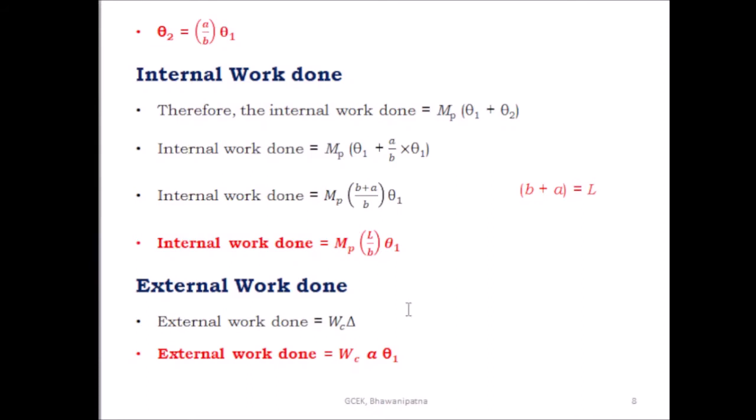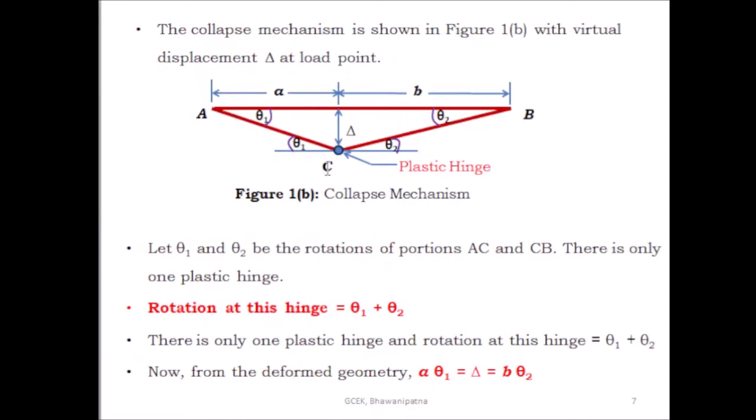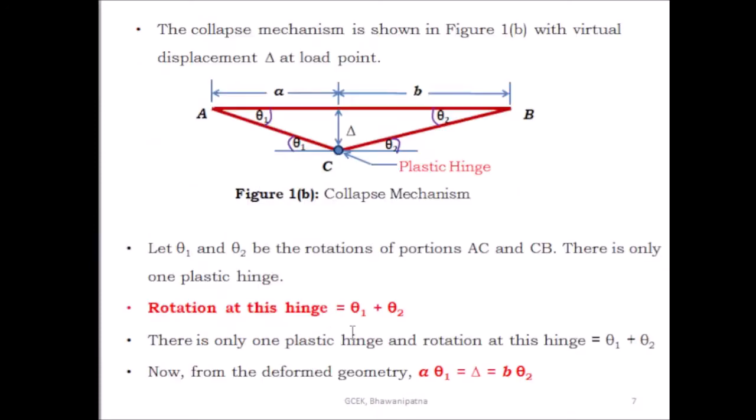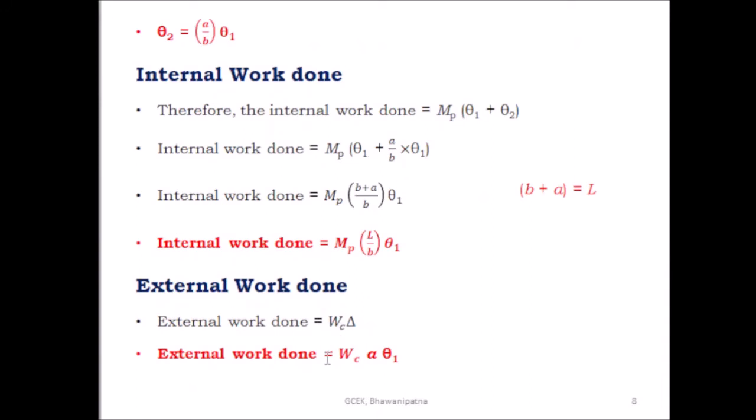We can find out the external work done from the external load and the virtual displacement. The multiplication of the collapse load and the virtual displacement is equal to the external work done. So the external work done is equal to WC into delta. WC is the collapse load, the load which is acting at the point C. So we have to find out WC. The external work done is equal to the collapse load into the virtual displacement at the point C.